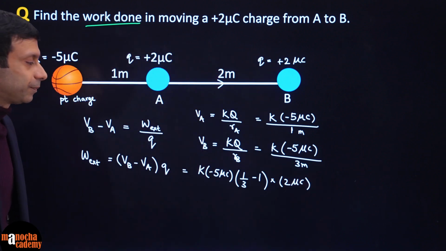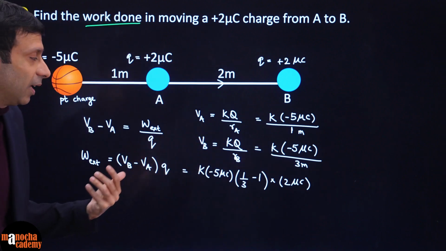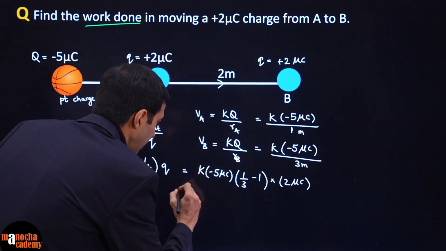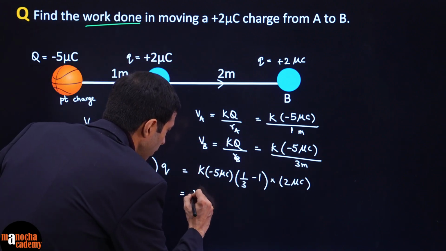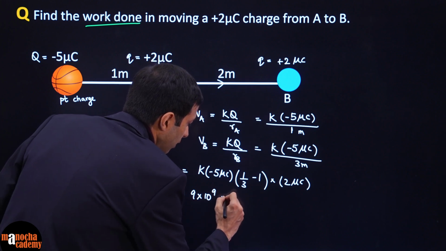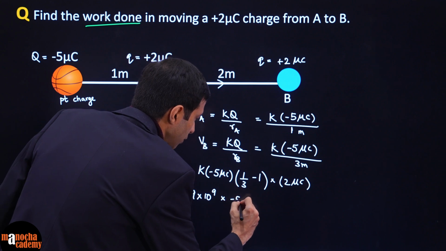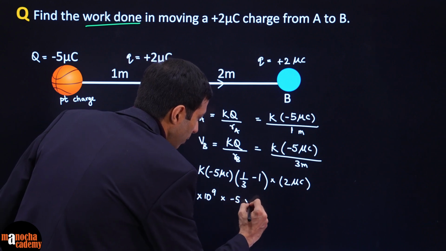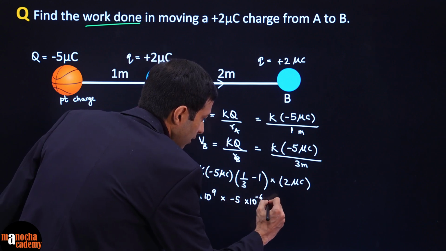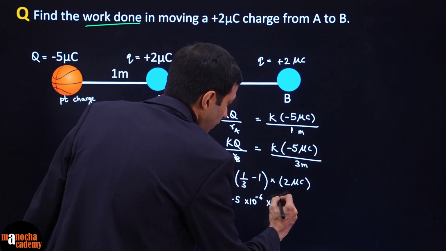There you go. Micro means 10 to the power -6, so let's bring that out here. And K is 9 times 10 to the power 9. We're going to assume this is all in vacuum. So 9 times 10 to the power 9, you have a -5, 10 to the power -6 there. This is going to be 1 by 3 minus 1, which is minus 2 by 3, right?